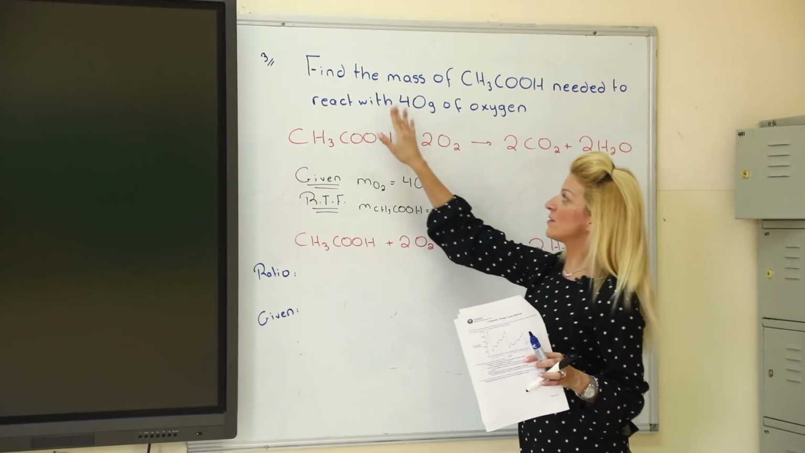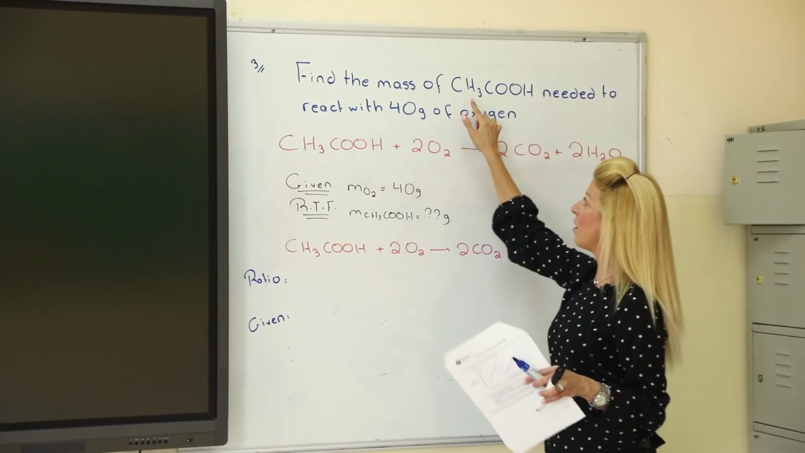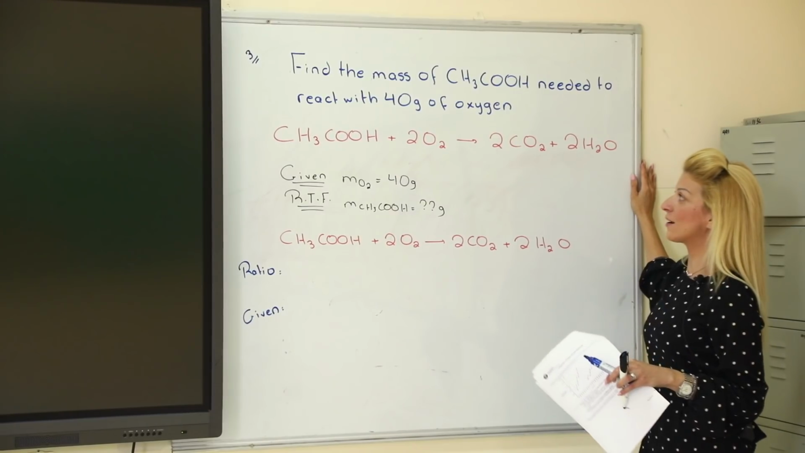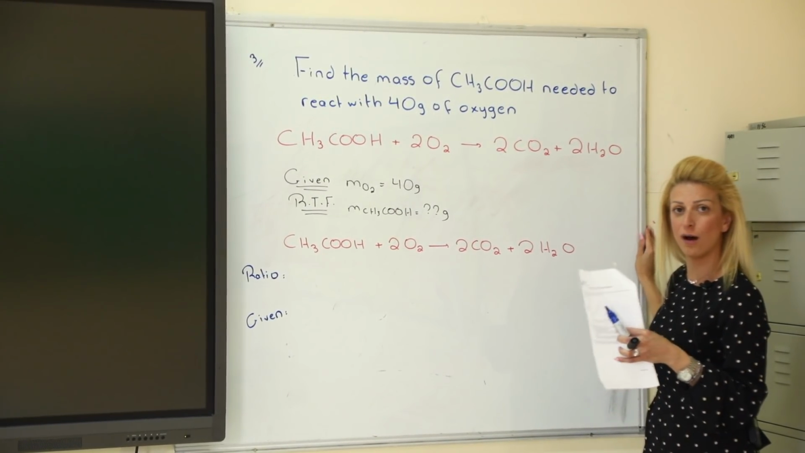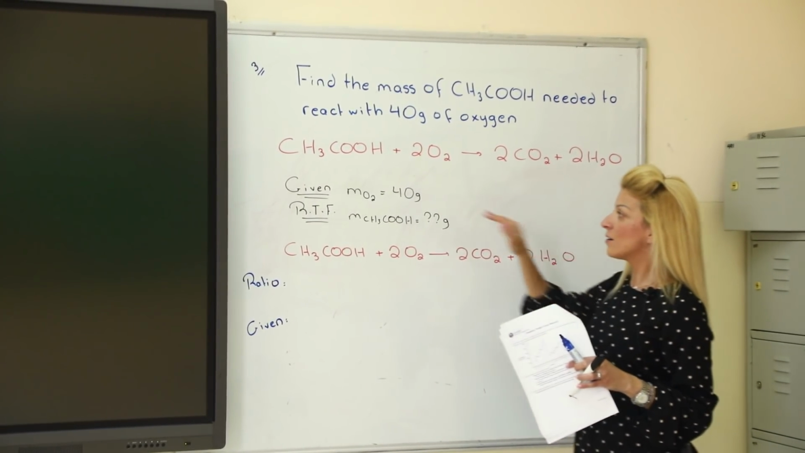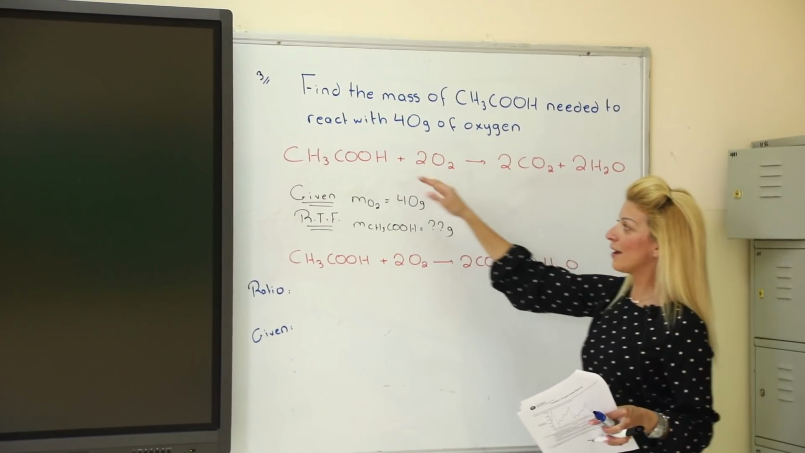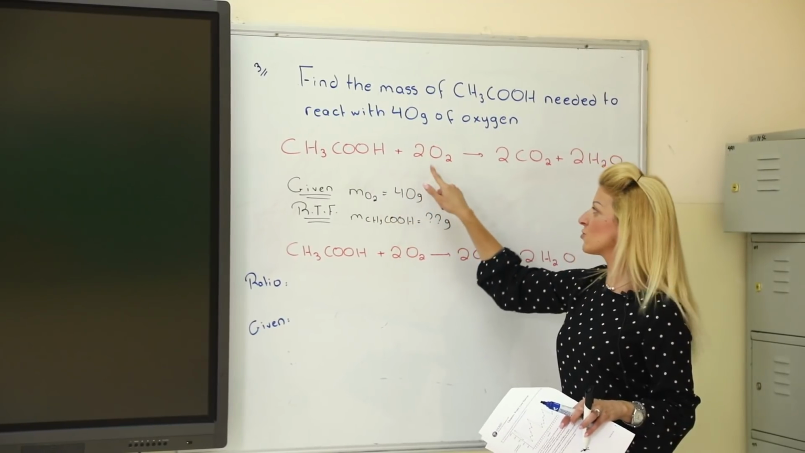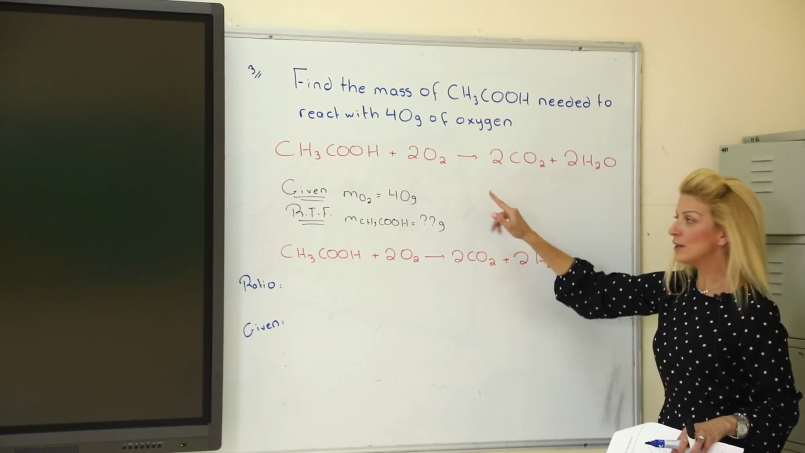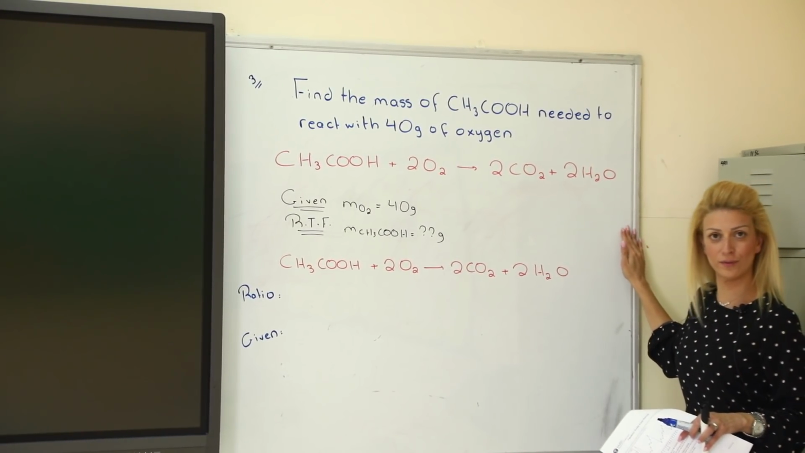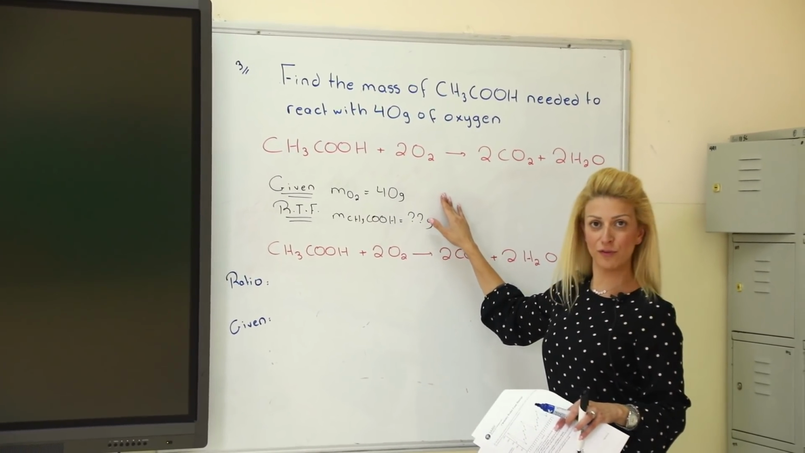Okay, next question. Find the mass of CH3COOH needed to react with 40 grams of oxygen. The balanced equation is given: CH3COOH plus 2O2 gives 2CO2 plus 2H2O. We write the given first.